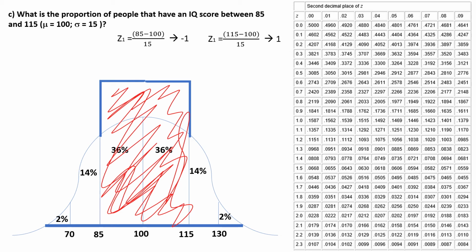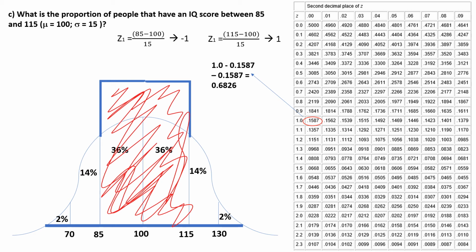Now, in theory, you could just say it's 72% or whatever, but that would be wrong. So we need to go to our handy dandy z-table. We need to find the associated proportion with the z-score of 1. So that's 0.1587.